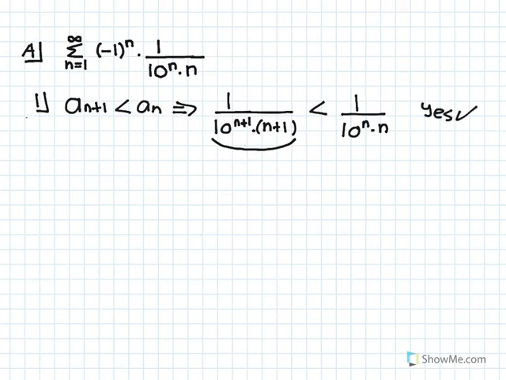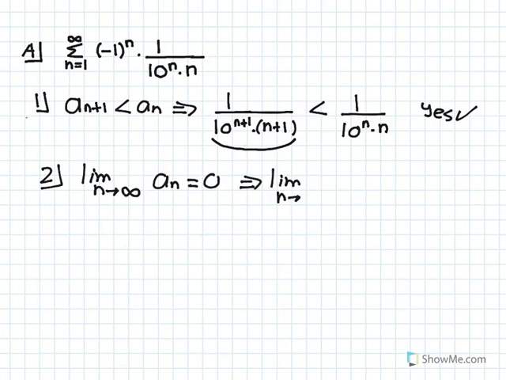All right, let's check the second condition. The second condition for the alternating series test is that the limit as n approaches infinity of a(n) should be equal to 0. So the limit as n approaches infinity of 1 divided by 10 to the n times n, clearly this limit will approach 0 because in the numerator we have a constant, in the denominator we have 10 to the n times n, which grows to infinity really fast. A constant over a huge number is going to approach 0 as n approaches infinity. All right, so both conditions of the convergence test are satisfied. This alternating series converges to a finite sum.